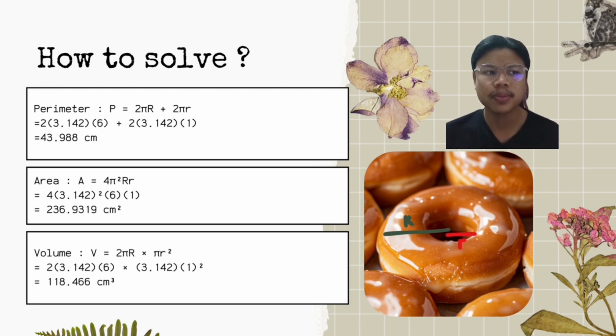The formula for the perimeter of a donut or a torus is the sum of the bigger and smaller circumferences, 2 pi capital R and 2 pi lowercase r. For pi, we will use the shortened version, 3.142. Add in both of those numbers into the formula and you will get 43.988 cm, which is the perimeter of the donut.